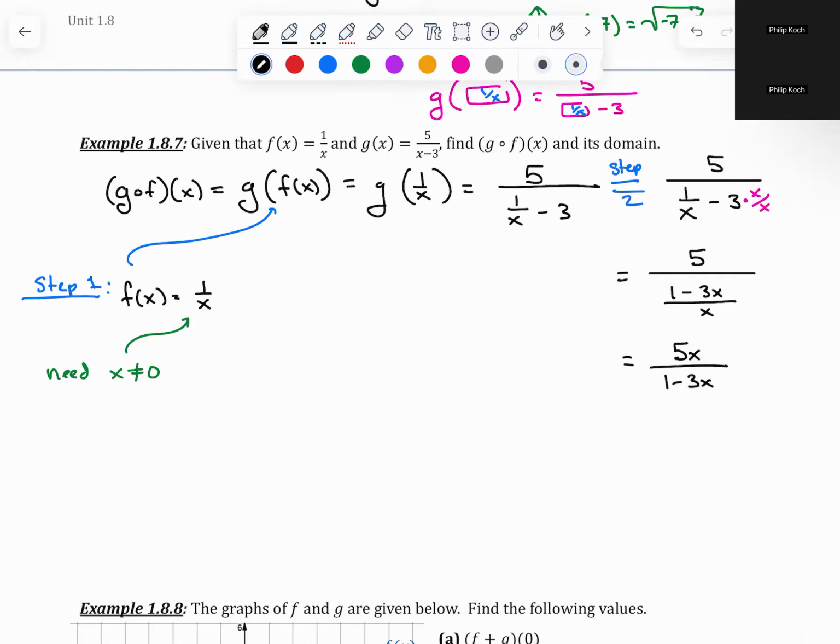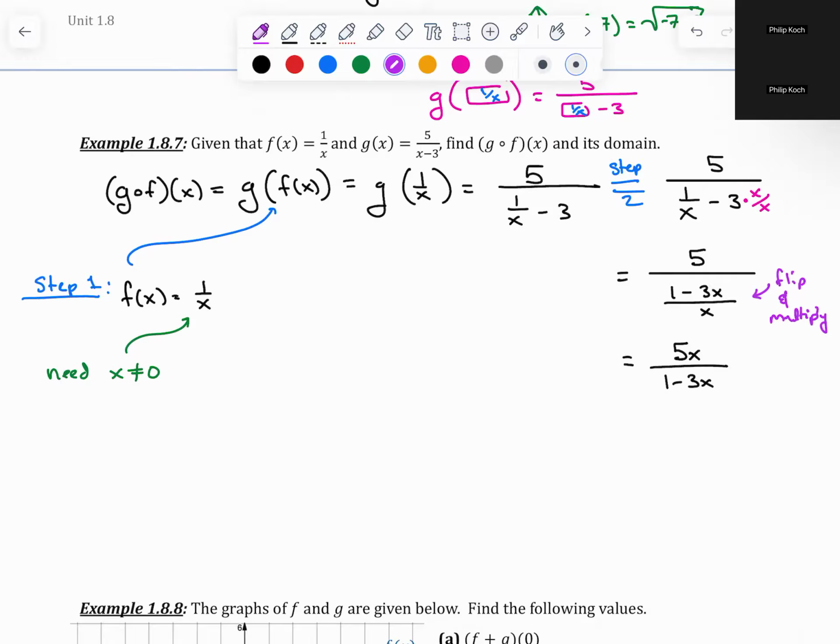So from here, does anybody have any questions on the algebra that happened? It's okay if you do. Yeah, with 5x. So, flip and multiply. That's what's happening because I'm dividing by a fraction. So flip and multiply, that's why it becomes 5x, but the denominator is now 1 minus 3x. And so that was step 2.